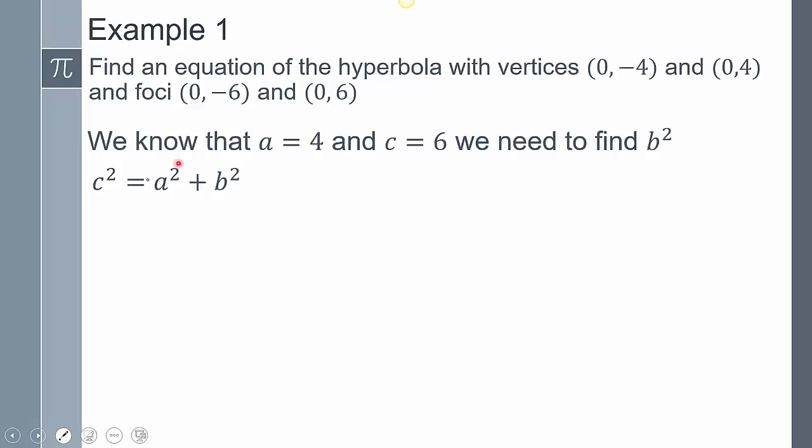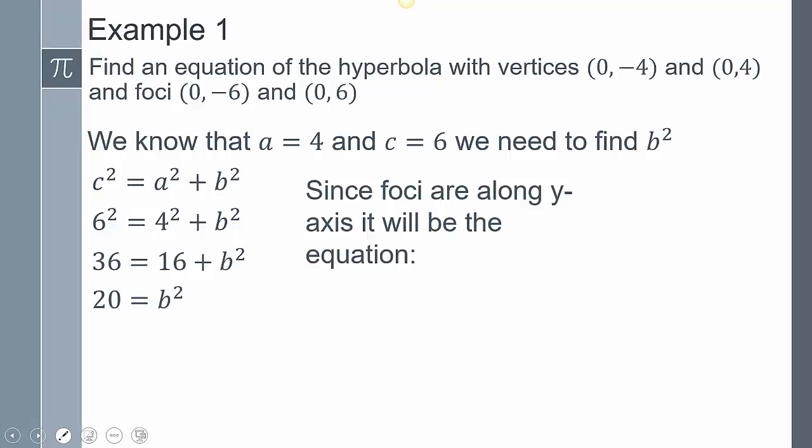Plugging 6 in for c, plugging 4 in for a, and solving for b, we're going to get b squared equaling 20. Now since it's changing along the y-axis, I know it's transversing over the y-axis, so I'm going to have to use the equation that has it transversing over the y-axis. Notice the a squared is under the y.